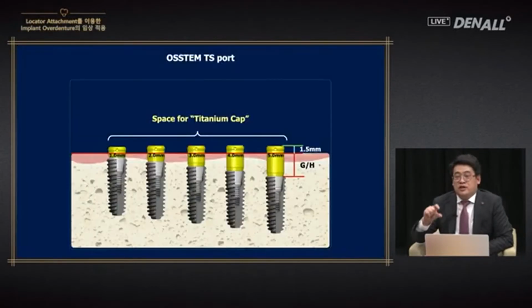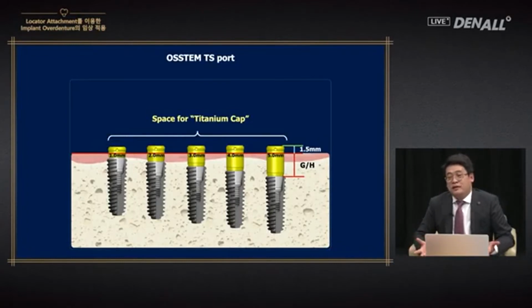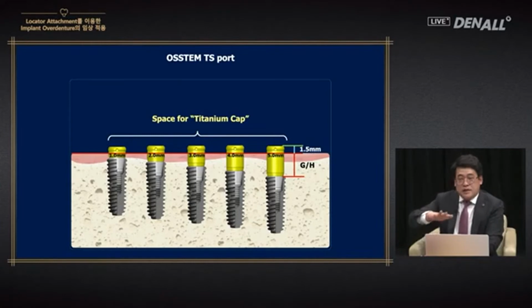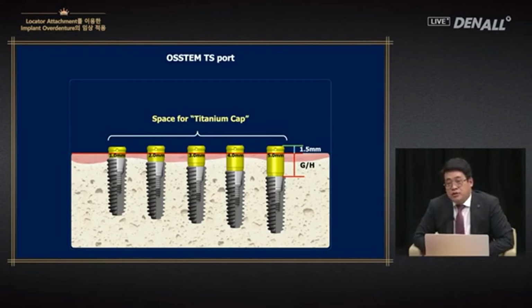For the Osstem TS port GH color, the longest one is 5 mm, but if you place it deeper than that, you have no options. You need to understand product specifications ahead, and then determine the depths of the implant placement. Personally, I think you should avoid using 1 mm GH. People talk about the necessity to place bone-level implants deeply.